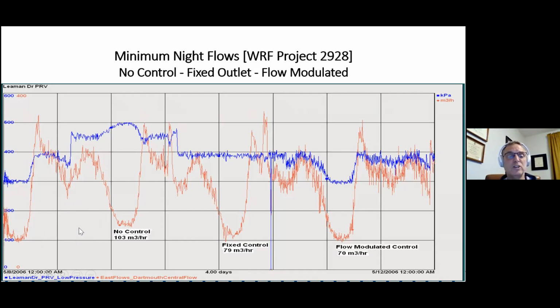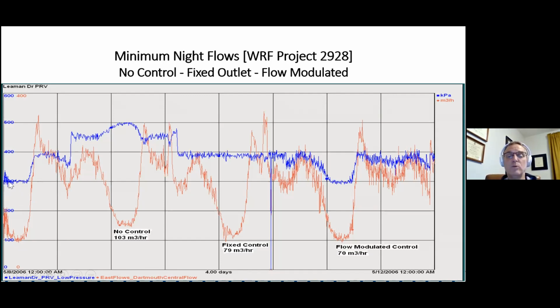We're seeing some variation here, obviously, in the night flows, and we're doing that intentionally as part of the research. And I always joke with the audience, I always tell people, do not try this at home. We did this in the name of science. So we took some risks to show people the different ways you can or cannot manage pressure within your system.